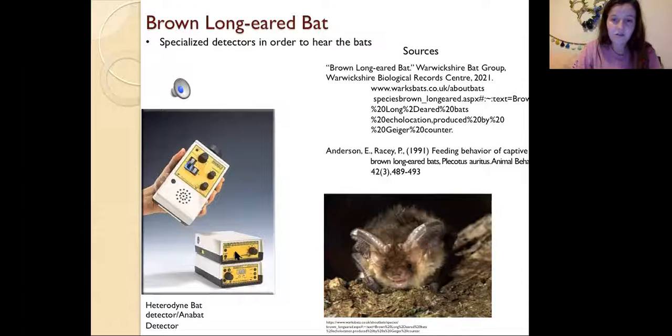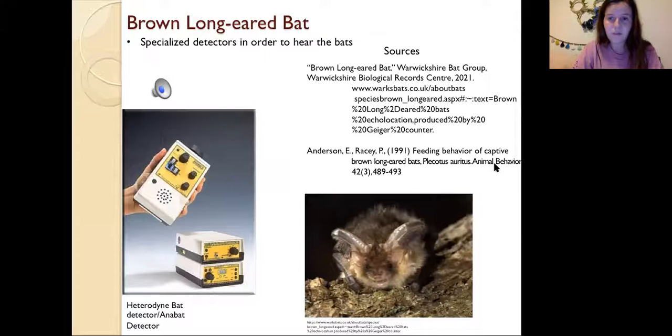Thankfully, I have had the privilege of working with some of these Anabat detectors, and it's really fun to actually go out and look for bats using this method.